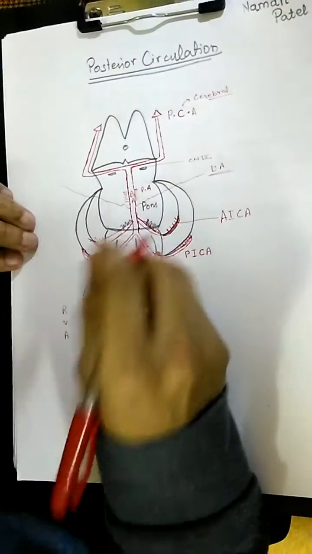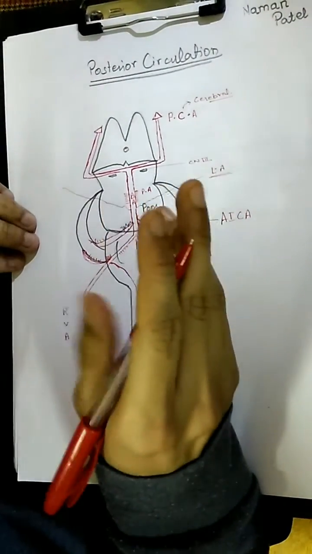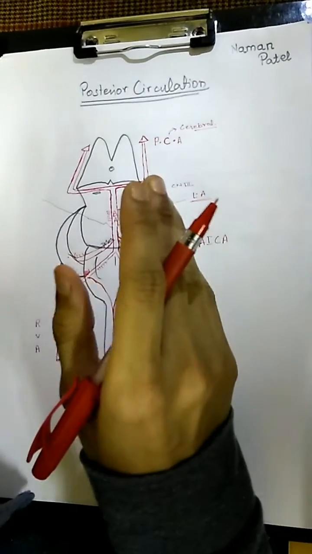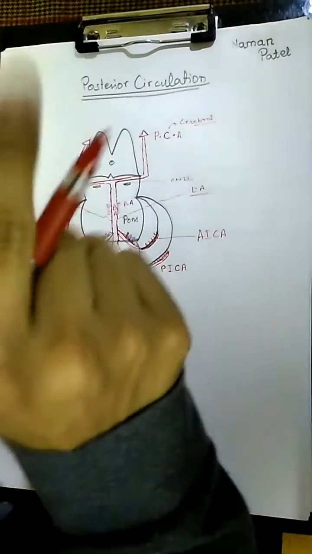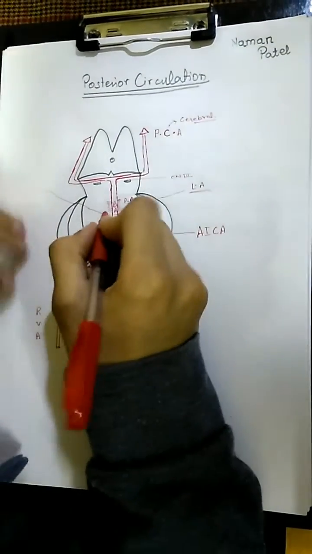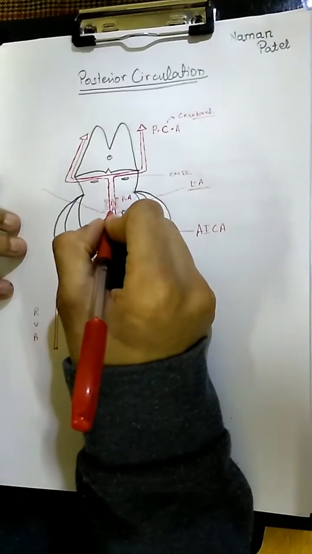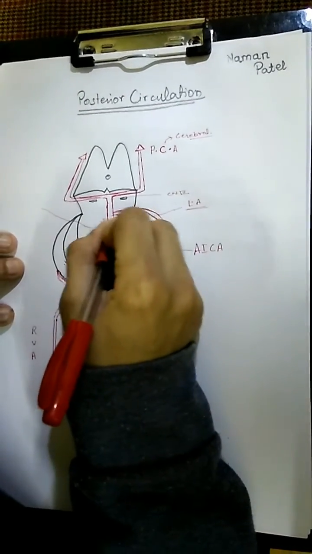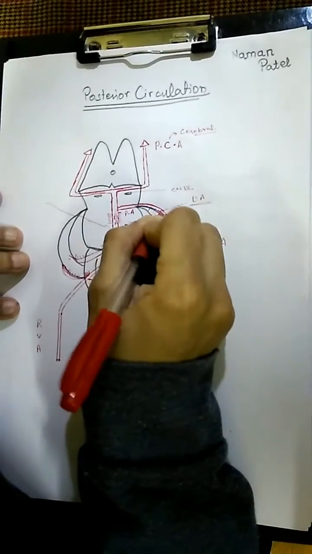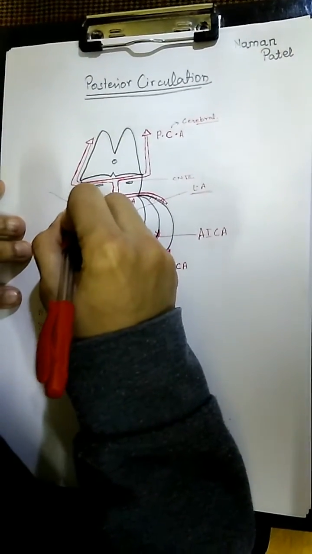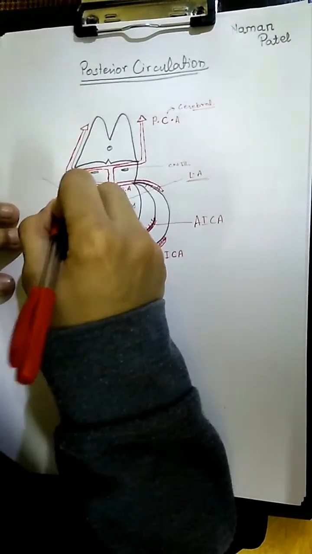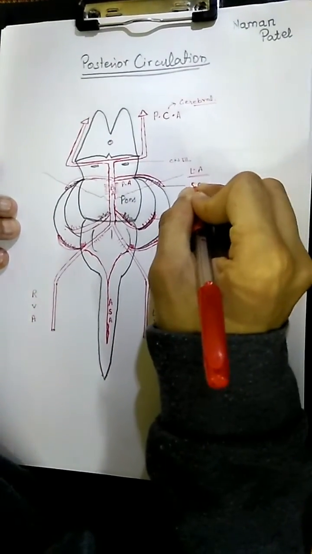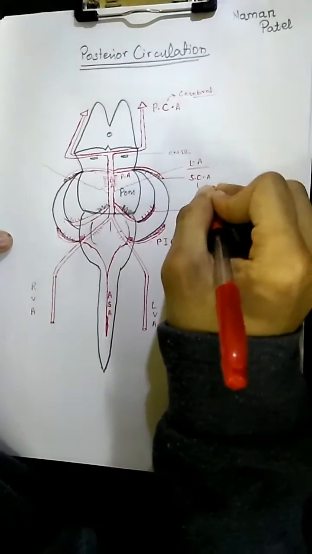That is, it is going to supply the posterior aspect of the cerebrum, not the cerebellum. Now this posterior cerebral artery is going to supply the posterior aspect of the cerebrum, right? And I just forgot that one more division of this basilar artery is the superior cerebellar artery, right? And it is going to supply the superior aspect of the cerebellum and also the pons. Let me just jot it down.